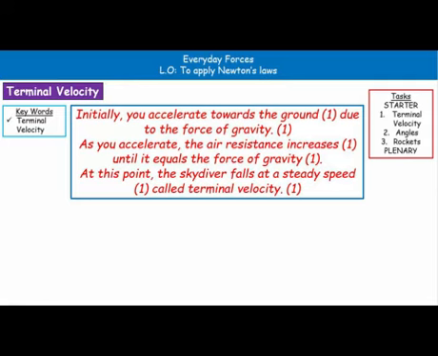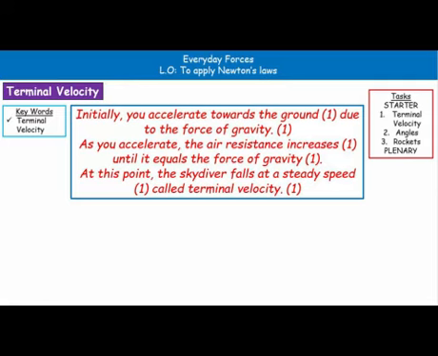Next mark is for saying that as we accelerate, the air resistance increases. Next one is until it equals the force of gravity. So when air resistance and gravity balance out or become equal to one another. Then our next mark is for saying that the skydiver will be falling at a steady speed at this point. And the last one is if you actually named that steady speed, which is terminal velocity.